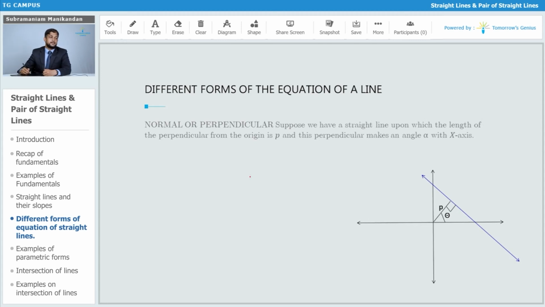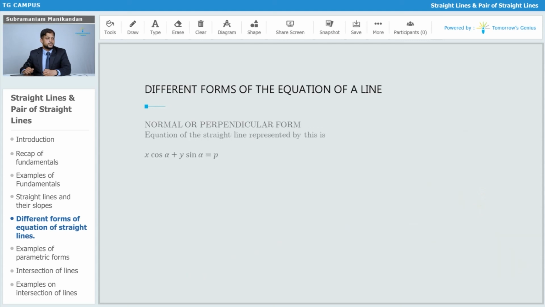Suppose we have a straight line, and from the origin it is located at a distance of p. Suppose OM is perpendicular to the line L. So p is the shortest distance between the origin and the straight line, and OM makes an angle of theta with the positive x-axis. If we know this, theta or alpha, whatever it is, then the equation of this straight line can be written as x cos alpha plus y sin alpha is equal to p.